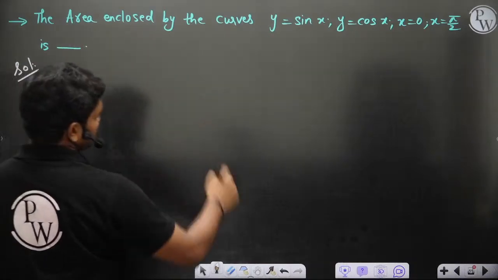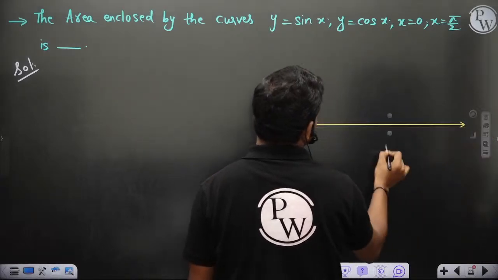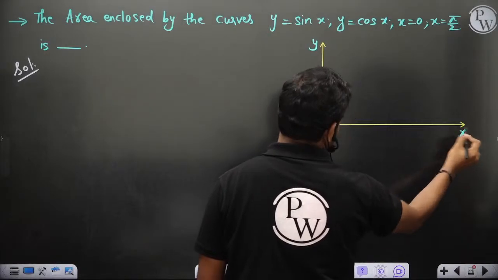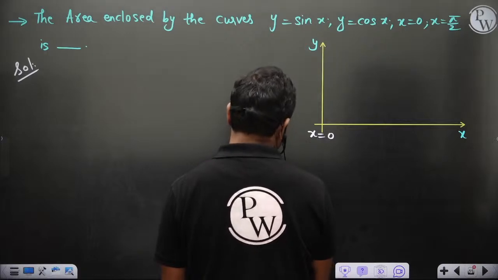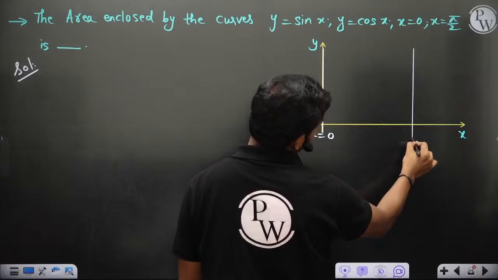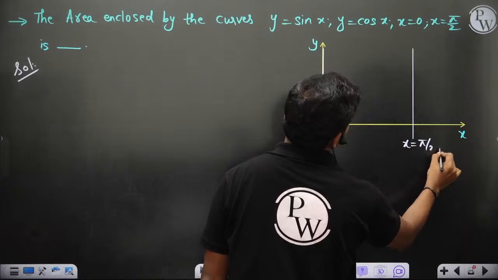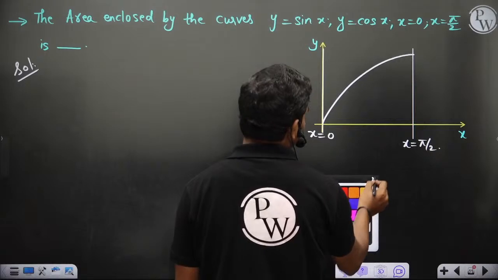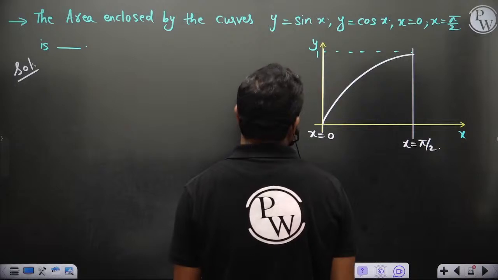First of all, I have given you the way to calculate this in the last class. Let's see. If this is the x-axis and this is the y-axis, then x is equal to 0 is nothing but this y-axis, of course. x equal to pi by 2 is somewhere like this. Then y is equal to sin x starts from 0, goes till here. Let's say this value is 1.